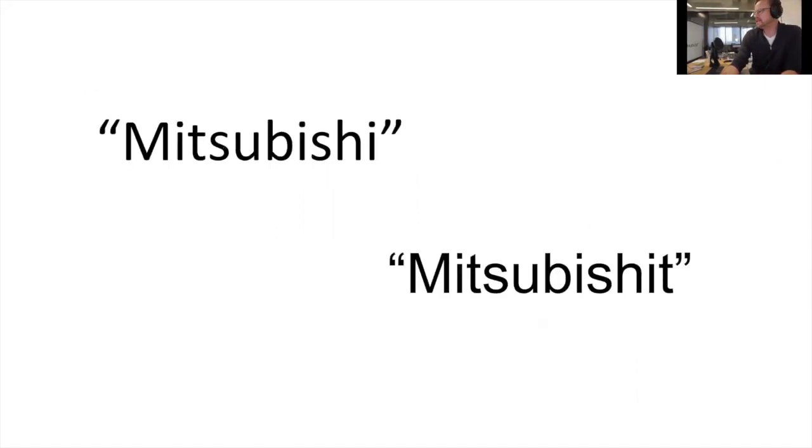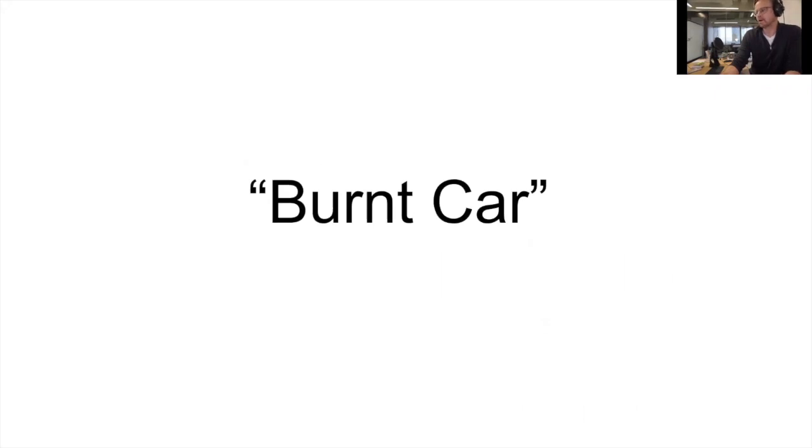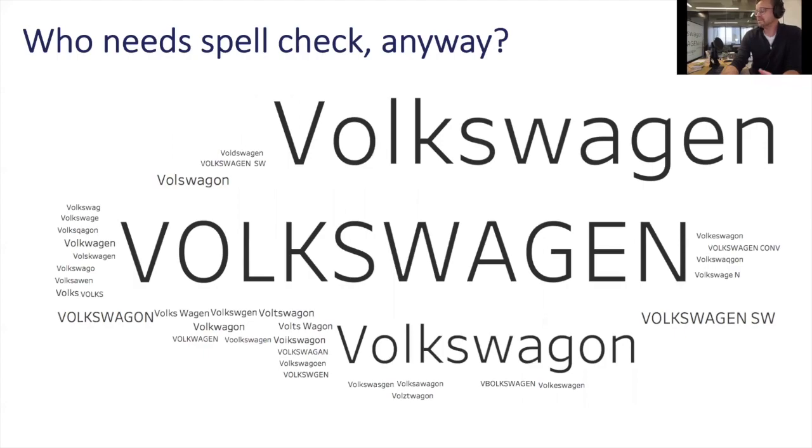There's Mitsubishi and Mitsubishi, right? This is a row called Burnt Car, which we don't know what it is, clearly. So there's 36 ways people spell Volkswagen in this data set. That's a tough one. It's actually the biggest one there, W-A-G-E-N. That's the right way, but you can see there's all kinds of crazy ways people try to spell the word Volkswagen. So this is dirty data, clearly, right?